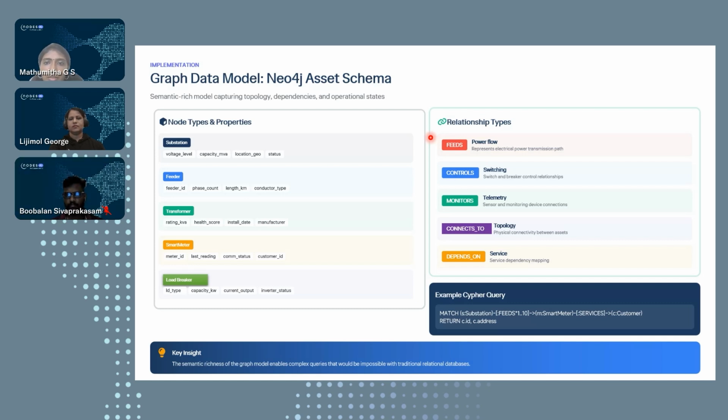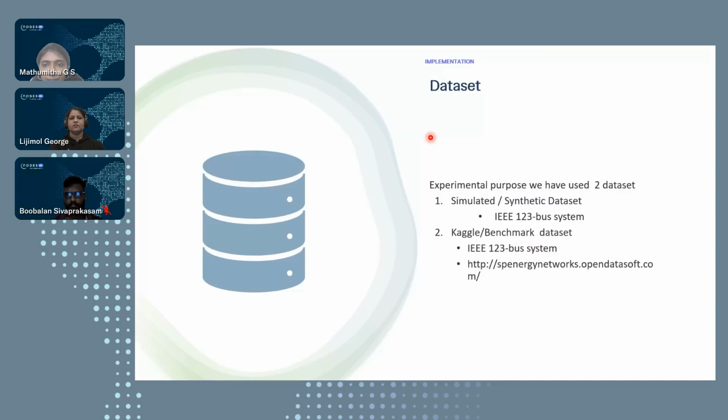For this implementation, we used the IEEE 123 bus system as a benchmark, which gives us connectivity, along with real-time data from SPEN. Combining both, we generated synthetic data on top of which we are working. We are going to show you a demo. This helped us simulate realistic behavior and validate fault tracing accuracy, query performance, and scalability. So this demo will not only give you a theoretical solution, it also provides a practically viable one.